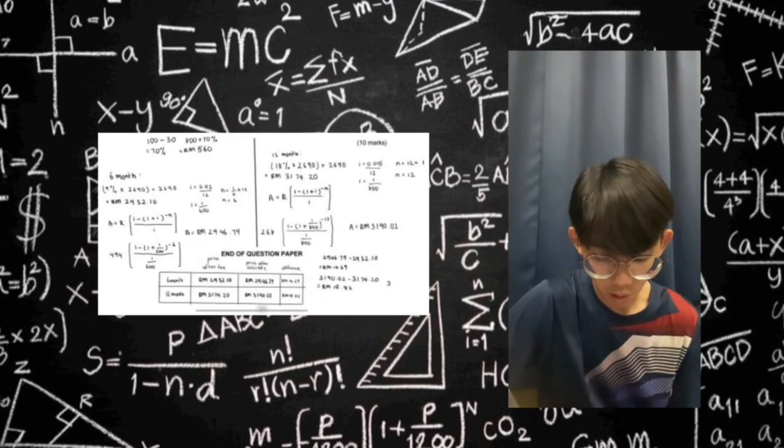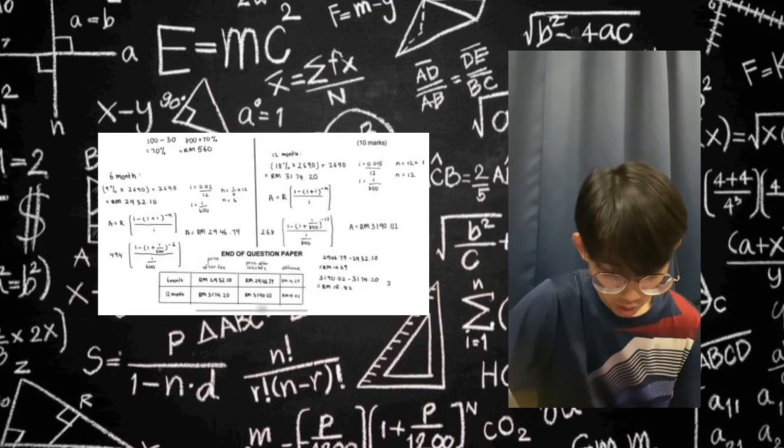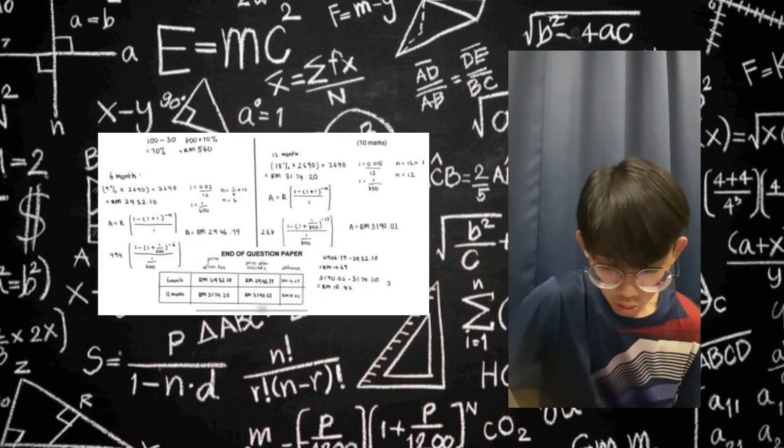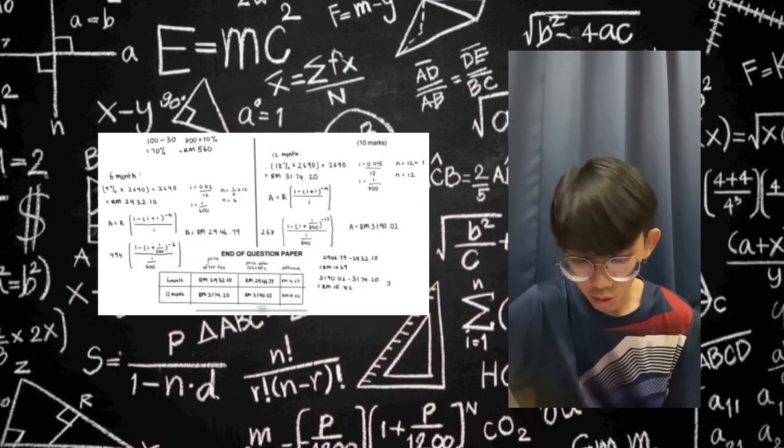Then we have all the information that we need, so we just put it in the formula. For the R, we need to use this. Then we put in all the information that we have gathered, and after that we get RM 2,946.79. Then we basically do the same with the 12 month.